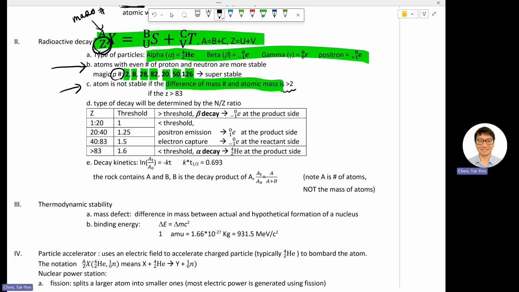The other thing is that if your proton number is larger than 83, besides the magic number 126, it will be unstable. Those are the things we need to know first to judge whether a given nuclei is stable or not. Those are the first things we want to learn today. Any question about this?